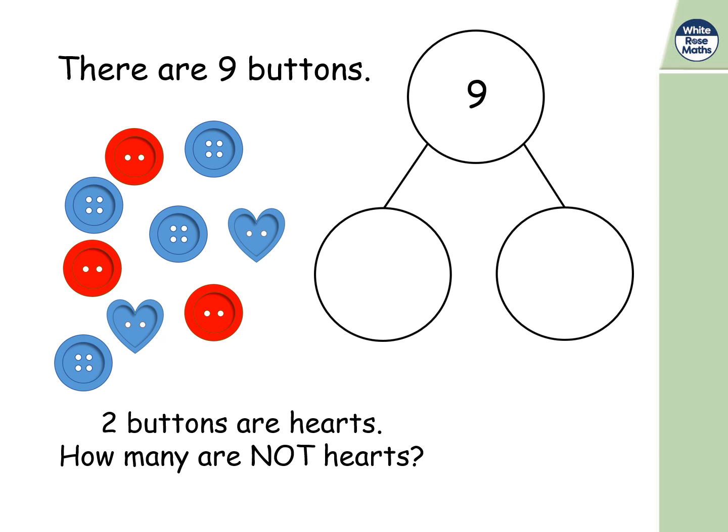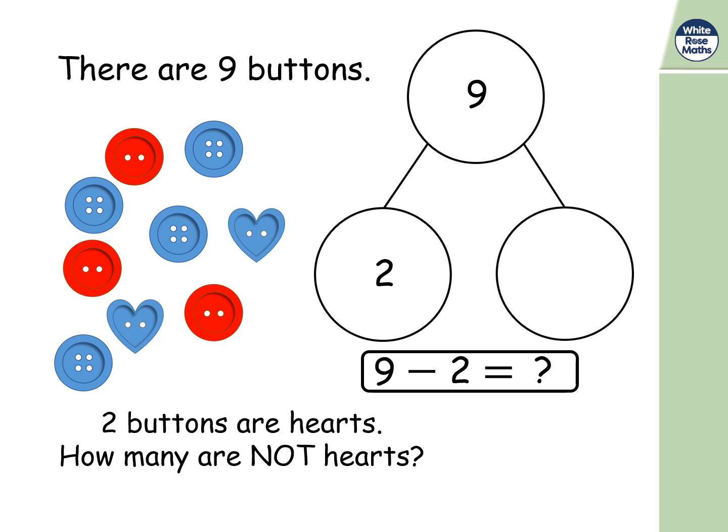Yes, we put 9 in the whole, and then it tells us 2 buttons are hearts. So that's one of the parts. How many are not hearts? Well, we can think about a number sentence using subtraction. 9 buttons subtract the 2 heart buttons is equal to 7. Fantastic!